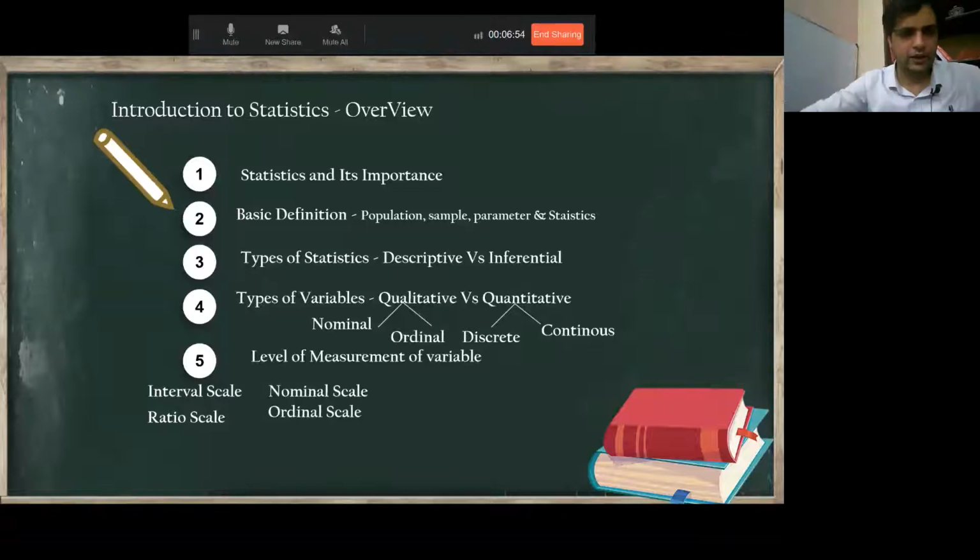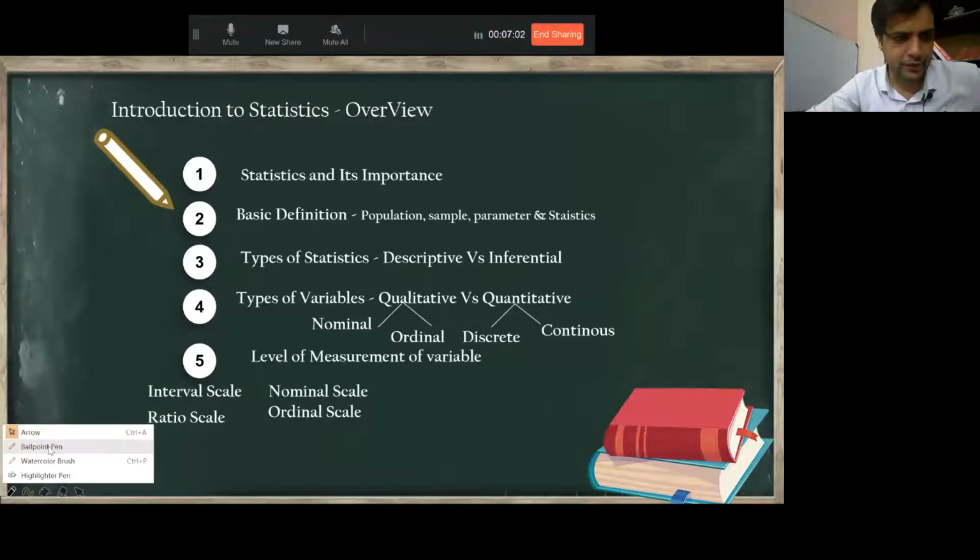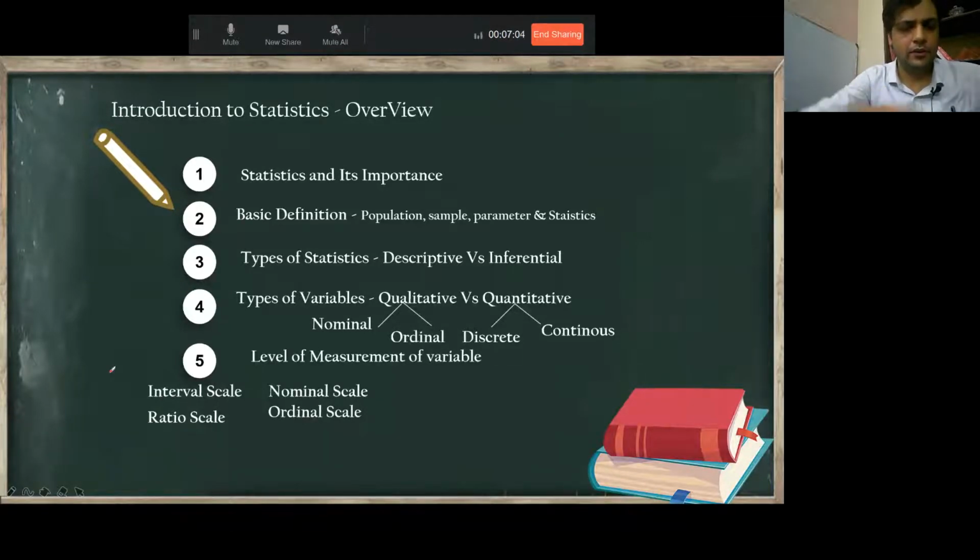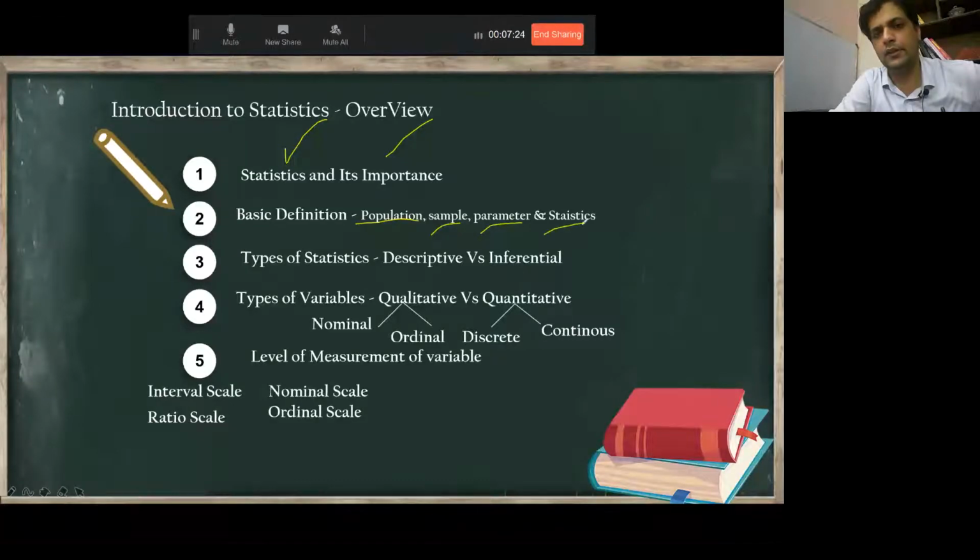Statistics is all about collecting and presenting the data, right? So we know about statistics. We talk about its importance in our daily life. Then we talked about some basic definitions of statistics. That's population, sample, parameter, and statistic, right? So parameter belongs to population, statistic belongs to sample, right?